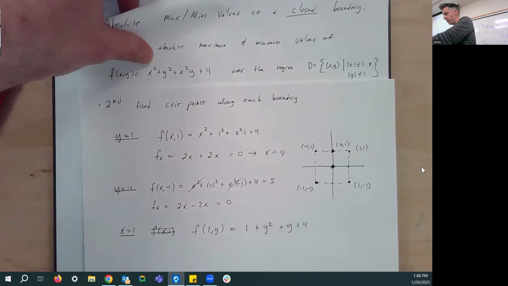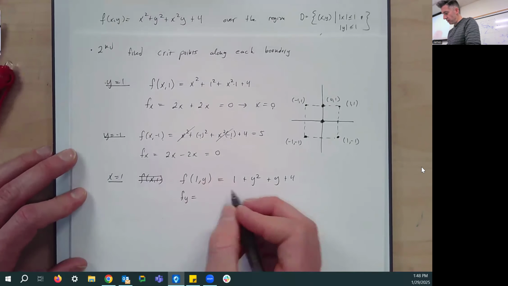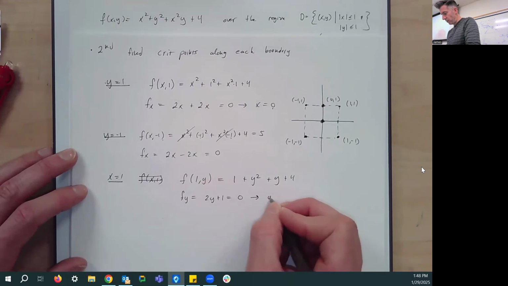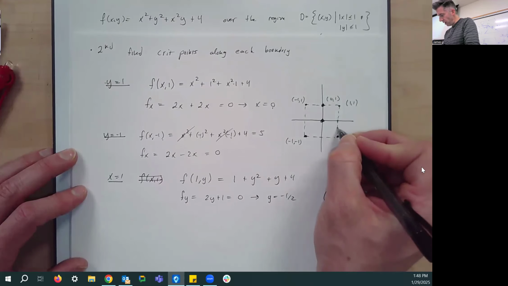Take the partial derivative with respect to y, and we get 2y plus 1 equal to 0. So we get y equal to -1/2. So we get 1 comma -1/2, which is right there.